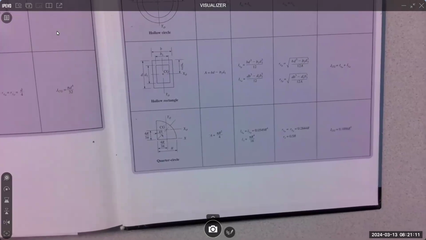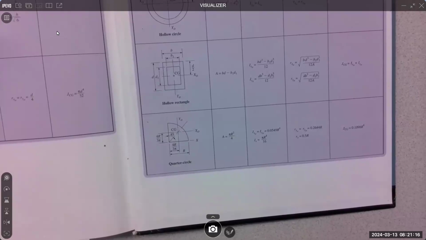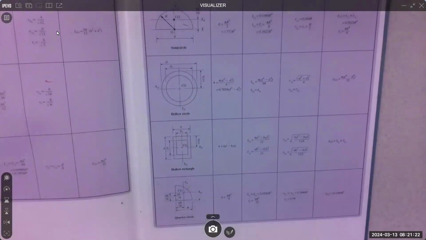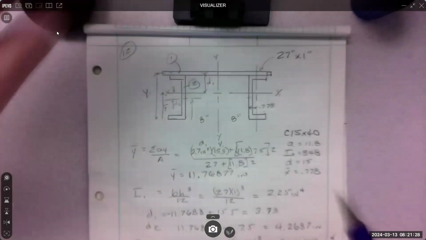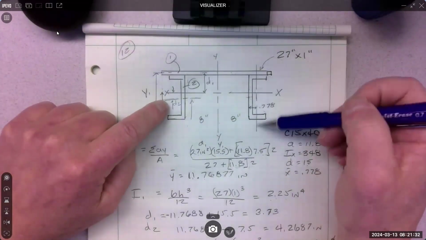You can't look it up in the table, but you can look it up in the back of the book and find where that geometric center is. Because we didn't even use the 0.77. Not yet. We're not done. The 0.77 is going to come into play if we had to locate this.